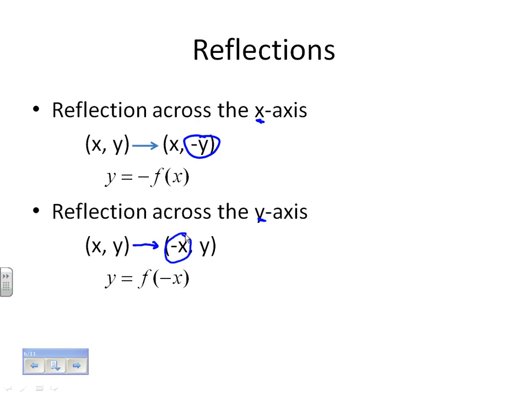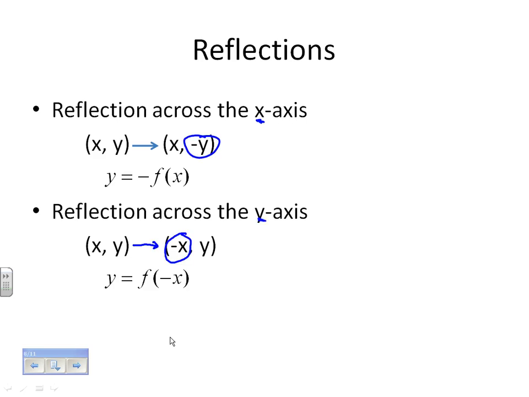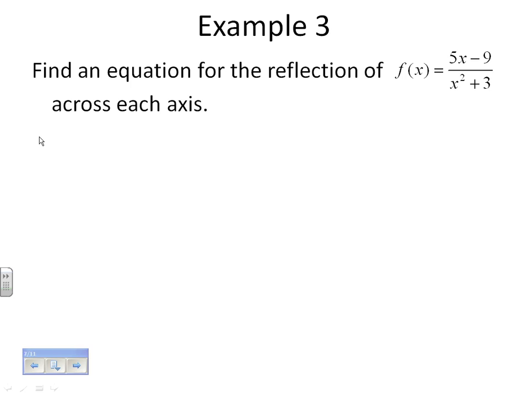There we go. Okay, so let's look at an example of how we can work this out in an equation. It says find an equation for the reflection of f of x equals (5x minus 9) over (x squared plus 3) across each axis. So if I want to start with, which one did I start with last time? I had the x-axis first. So I'm going to start with reflecting it across the x-axis. And so to do that, I am going to put a negative in front of my f of x. So it's really like I'm saying I'm negating what f of x was. I'm making it negative.